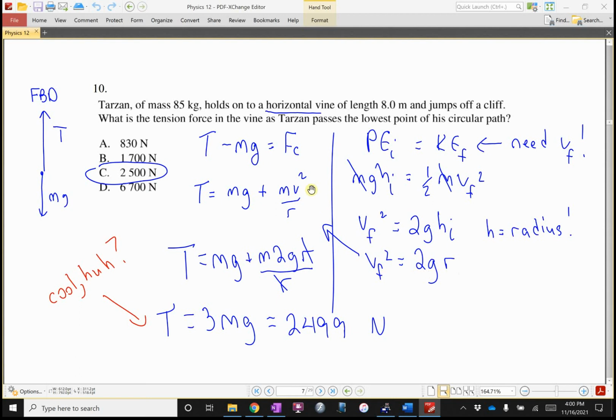Why didn't I find V? Because there's a V squared there. So I replaced that V squared with 2gR. Hey, the R's canceled, and I ended up with mg plus 2mg. I ended up with 3mg. Now, what does that really mean?